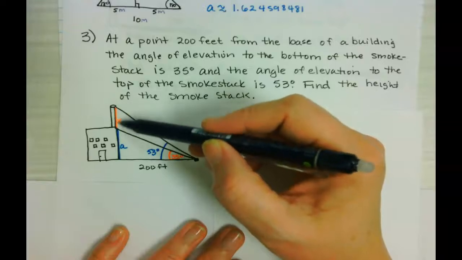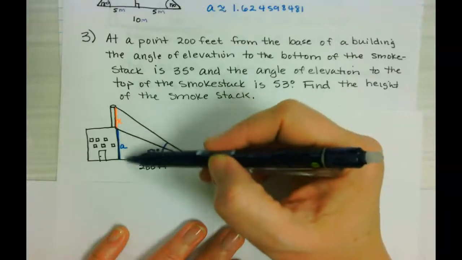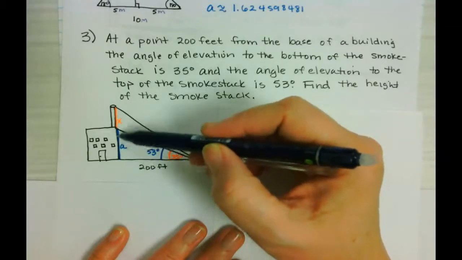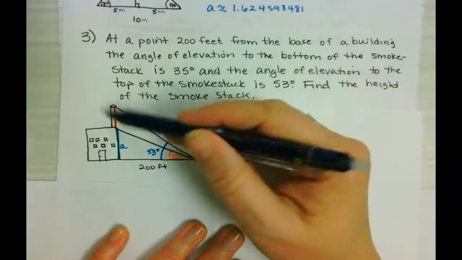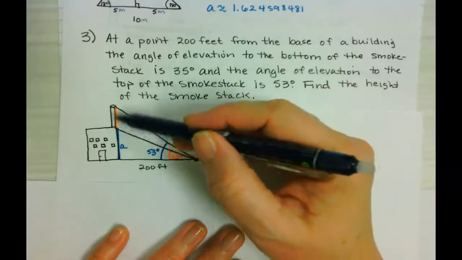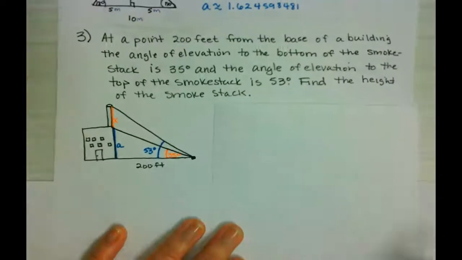That's how tall the smokestack is. I can use the small triangle to find how tall the building is, which gets me to the bottom of the smokestack. But look at the big triangle. I have a piece of it missing. So I kind of have to have a plan here.